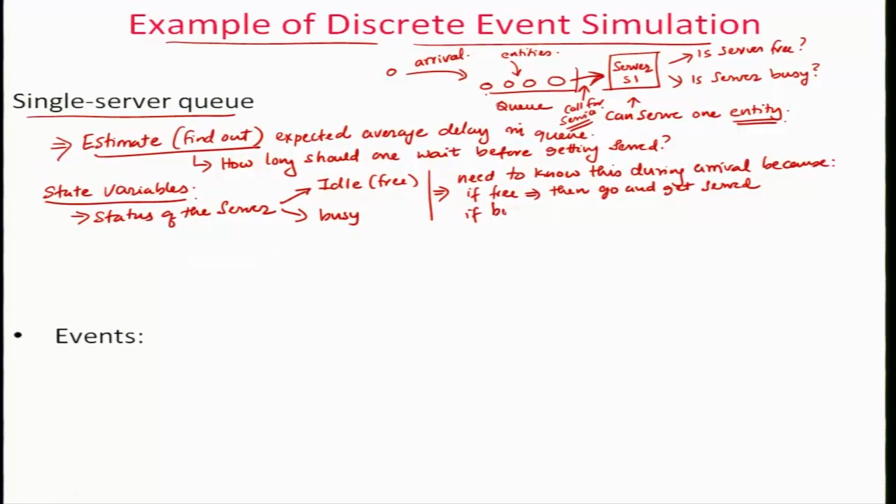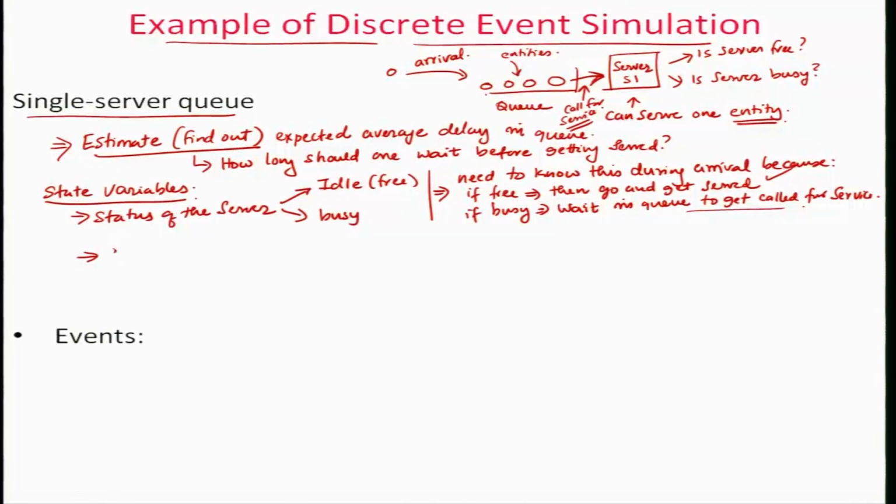If busy, wait in queue to get called for service. So, if the server is free, then you go and get served. If the server is busy, then wait in the queue to get service. This is important for you to know when an entity arrives into the system. So, this is one of the state variables.